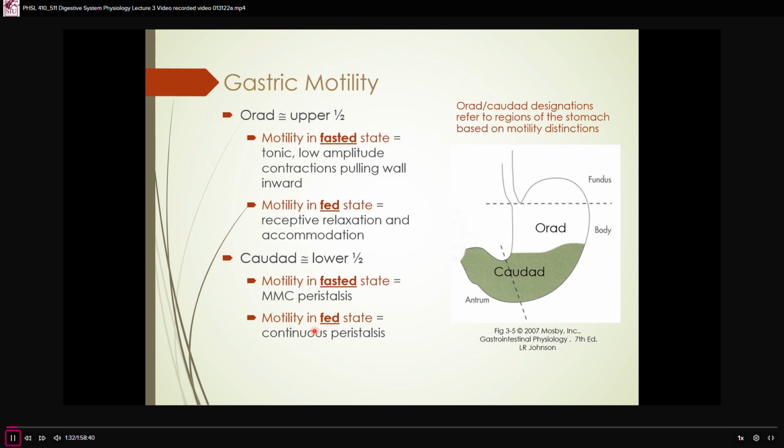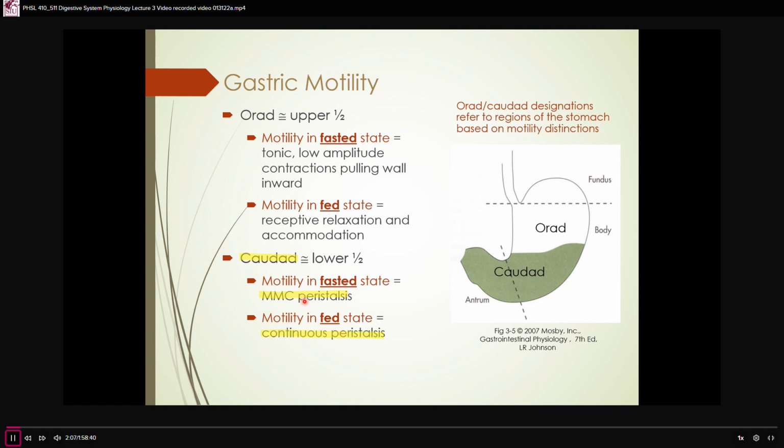We mentioned that the caudad part of the stomach, when we were in the interdigestive between meal state, was undergoing MMC type peristalsis, but we didn't talk about that in detail. So that's what we're going to concentrate on here at the beginning of the lecture. The lower half of the stomach, the caudad part, and specifically its motor activity, this MMC, which stands for migrating motor complex or migrating myoelectric complex type contractile activity, and that's an intermittent type of peristalsis.